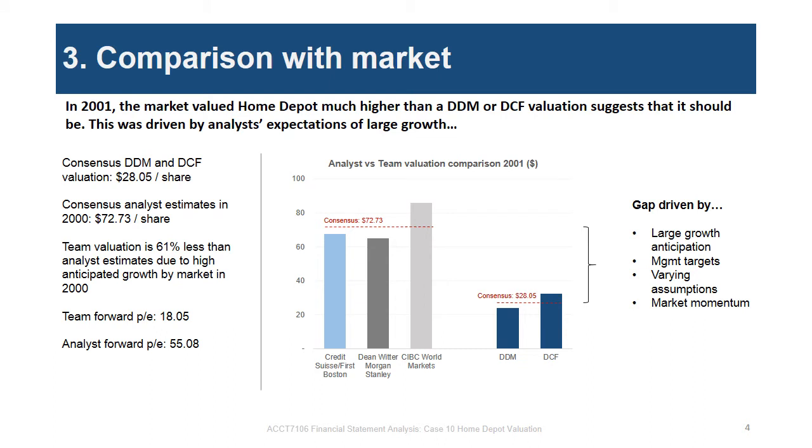As seen from the graph, there is a significant difference in stock price valuation between the dividend discount model and discounted cash flow model and those forecasted by the analysts. Our model consensus average is $28.05 per share, whereas the analyst is $72.73 per share, which is 61% less than that found by our models.